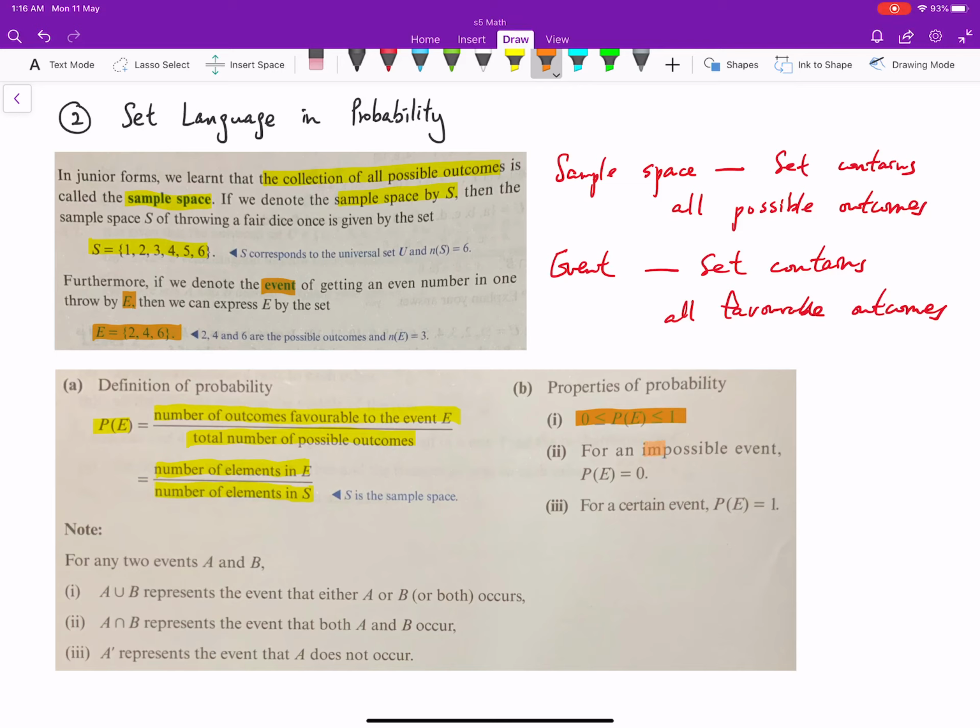For an impossible event, there are no outcomes favorable to this event, so P equals 0. For a certain event, it must happen, so P is 1. This is also a quick check: when you find some probability and it is not between 0 and 1, then it must be a wrong answer. This actually happened in some of your answers when we were checking the quiz and the assignments given to you.